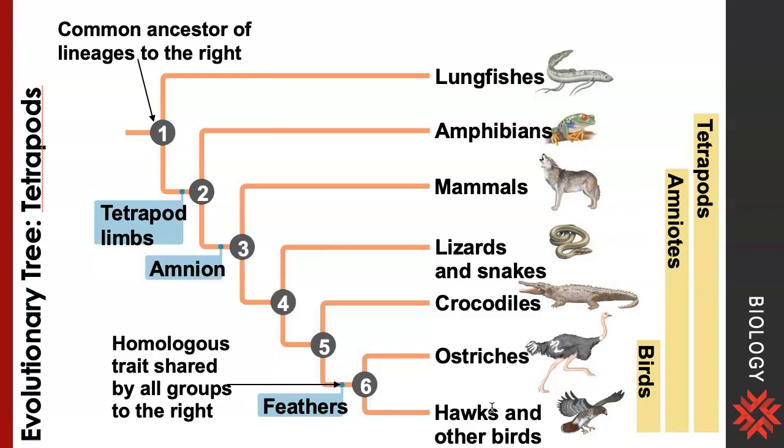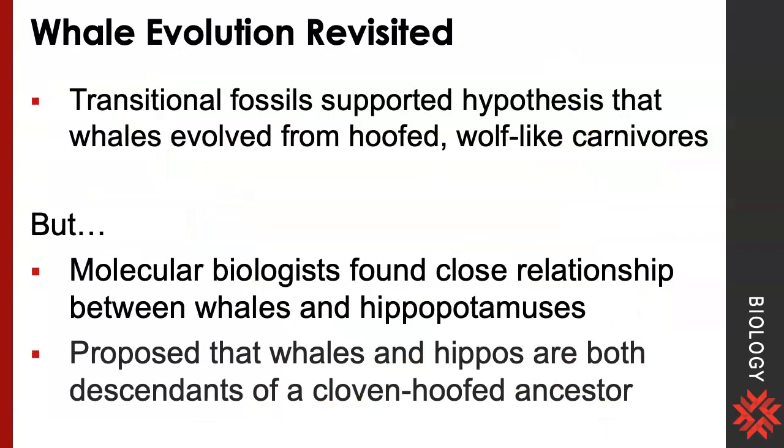So again, these trees are going to be determined by using homologies, but we're not only going to be looking for anatomical homologies, so similarities in how these organisms appear, but you're also looking for molecular homologies, so similarities in the DNA. And nowadays, most of the time, these trees are created by looking at the percentage similarity in the DNA.